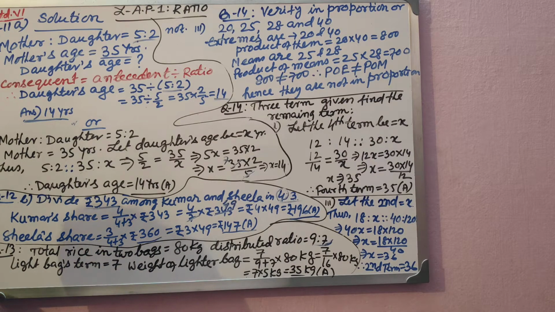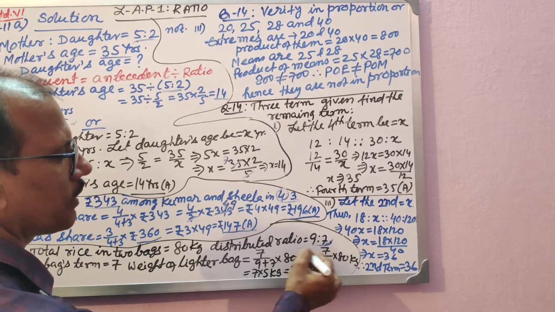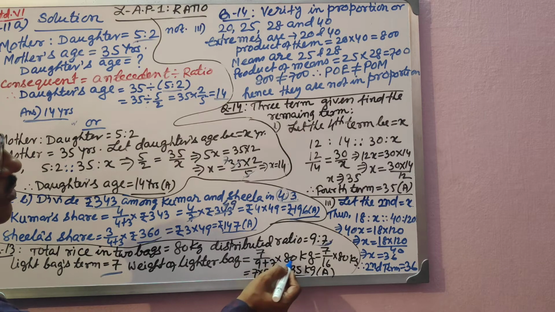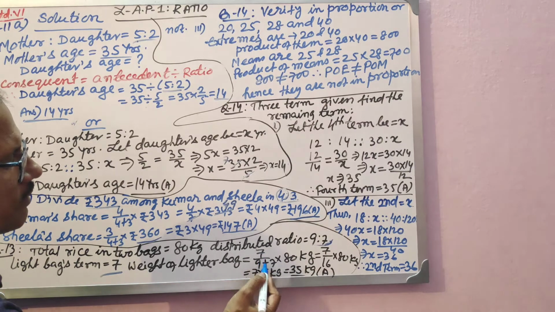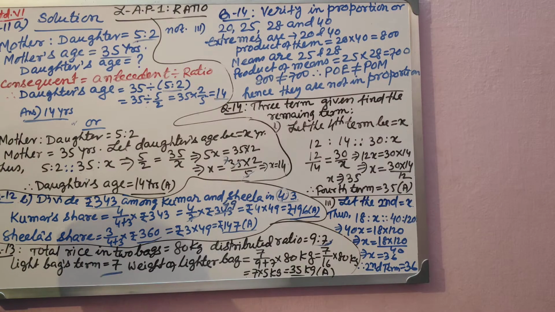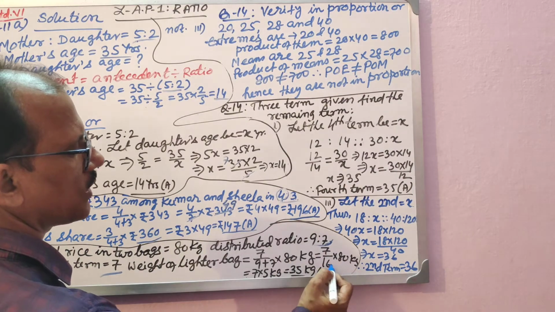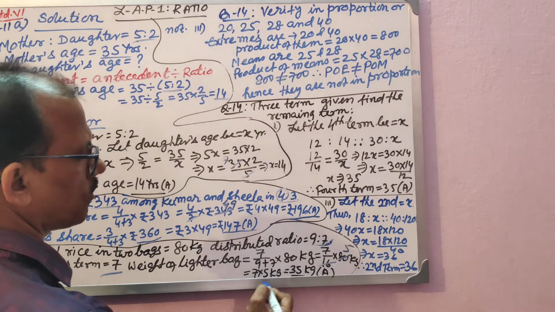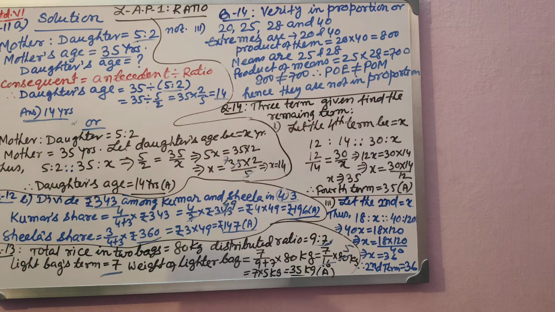So the consequent share will be what? Consequent's own term divided by the sum of the ratio into total quantity. The lighter bag's term is 7. Weight of lighter bag is equal to 7 by the sum of the ratio into the total quantity, that is 80 kg. 7 by 9 plus 7, which is 16. 7 by 16 into 80 kg. 16 will be cancelling into 80 to give 5. 7 5s are 35. So 35 kg will be the lighter bag's weight.